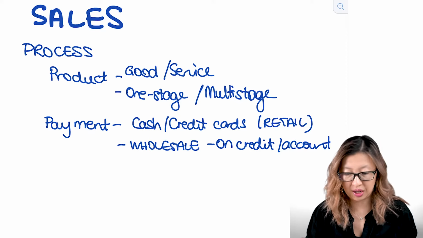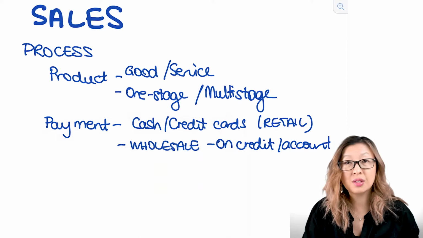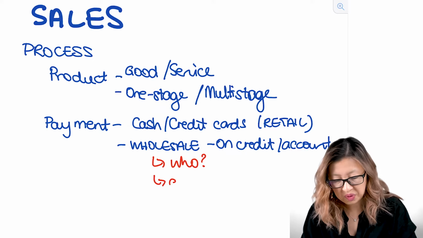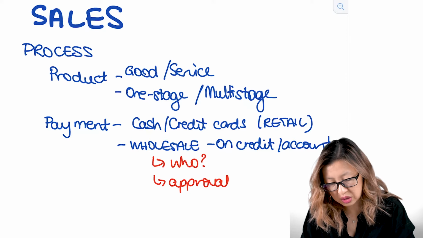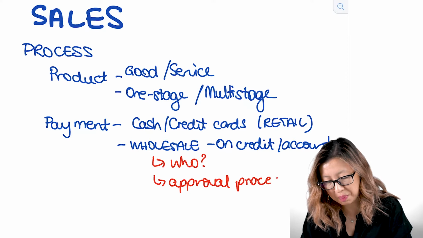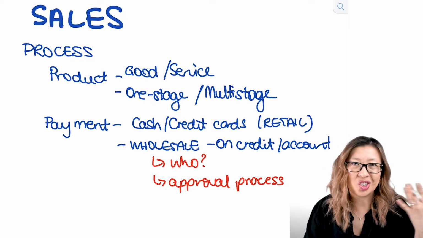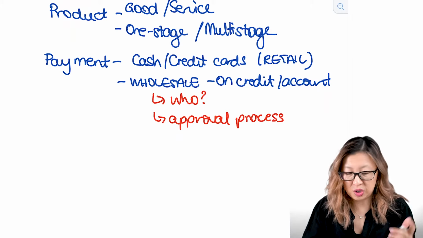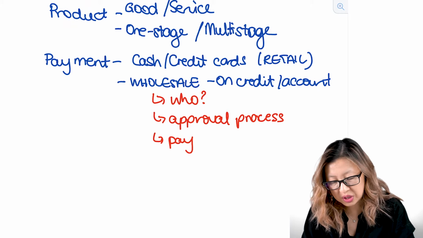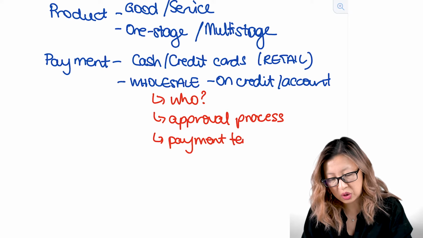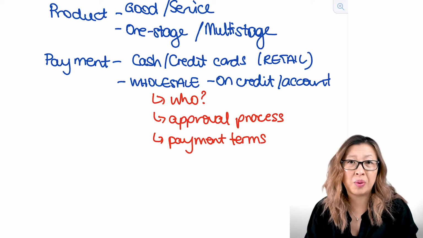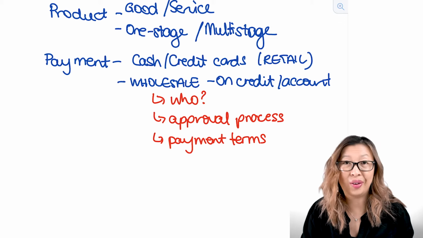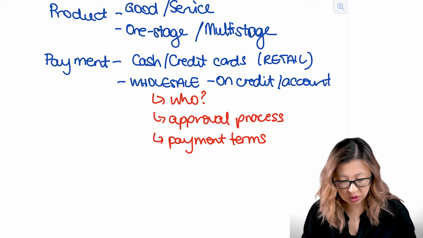If we do have credit, then there are going to be questions about exactly who receives credit and what is the approval process. So do we need to look at bank statements? Do we give everybody a generic approval process or some sort of generic, everybody gets $50,000 worth of credit straight away? And then you also need to think about payment terms. So when it comes to payment terms, it might be that you have to pay within 30 days, within 60 days. Do you get a discount if you pay early? So payment is really important.